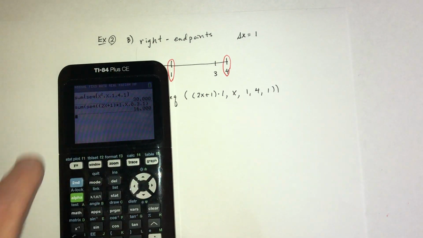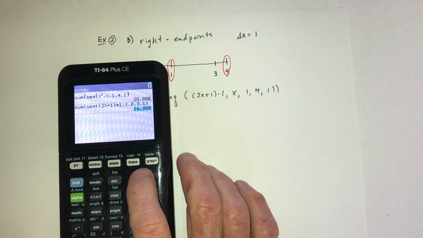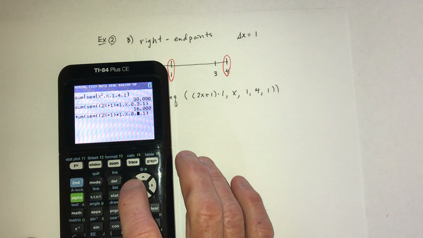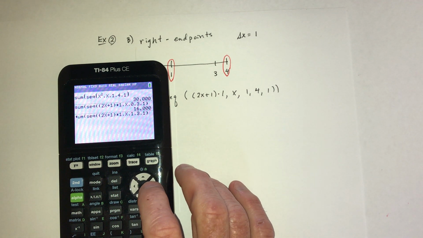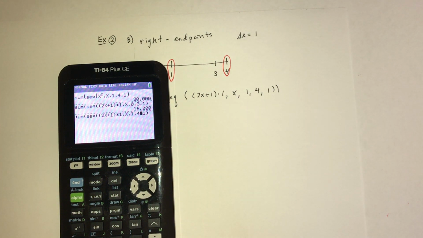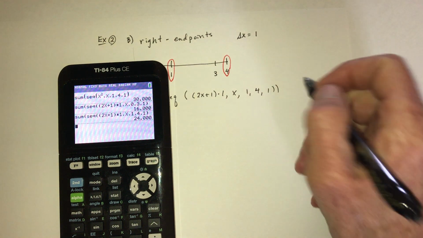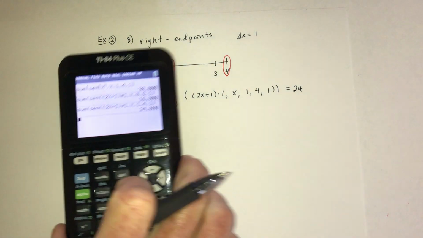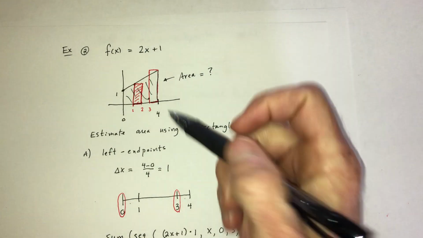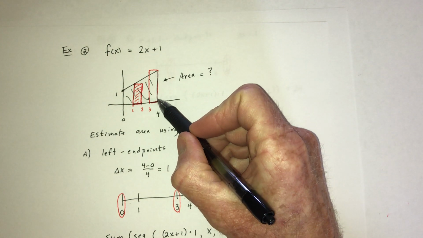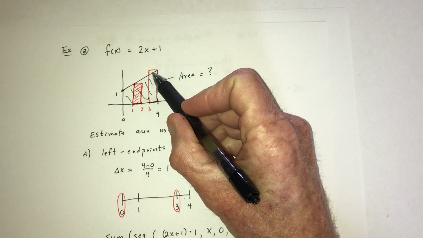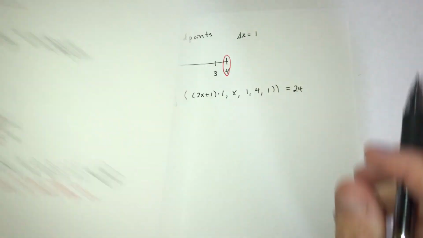So once you have this on the calculator, you can just either put second enter to get it back again, or you could just highlight it and hit enter, because all I need to change is this to a 1 and this to a 4. Everything else is the same. And now it says that it equals 24. Well, because we're using the right endpoint, that's like this rectangle right here, and it actually has a little bit extra right there, so the answer 24 is a little bit too big.